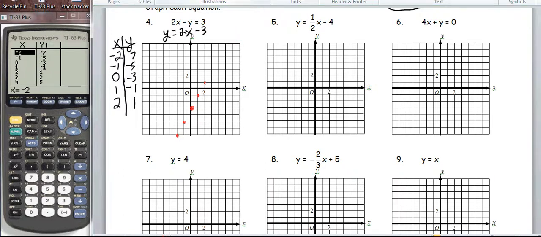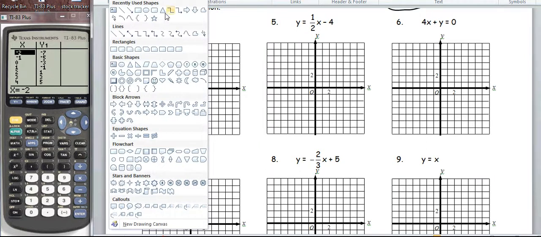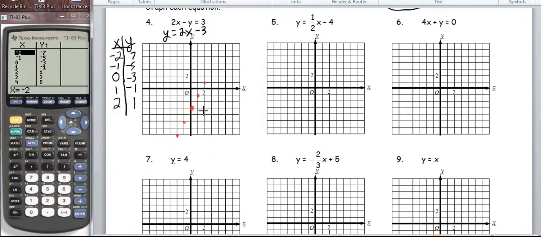So when you do that, you can draw your line, and remember, when you draw your line, it must have arrows on both sides, and it must, let me see if I can stretch that out for you, cross all the way from one side of the graph to the other side, or one side of the grid to the other side of the grid. Alright, that's what that looks like.